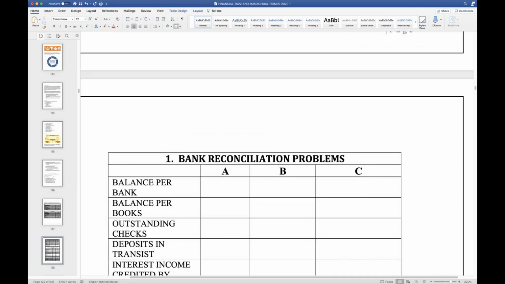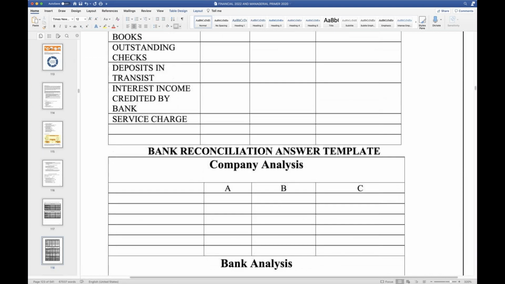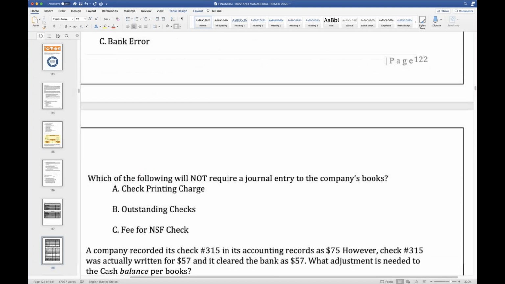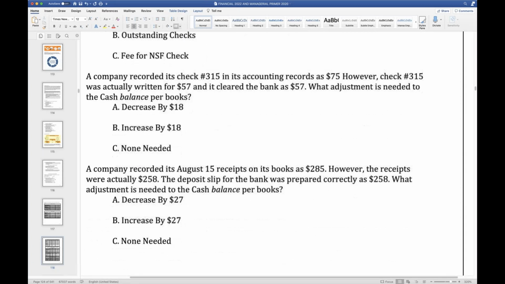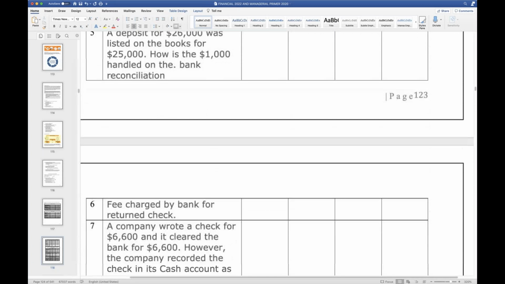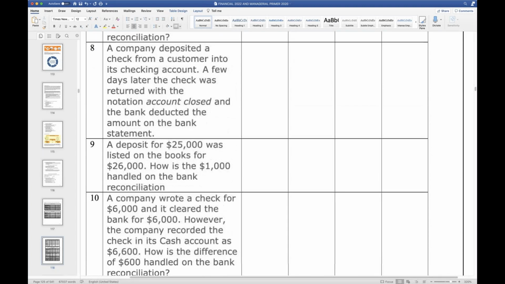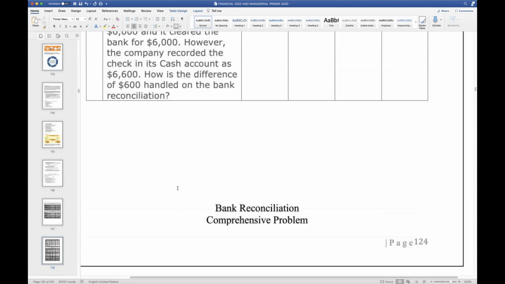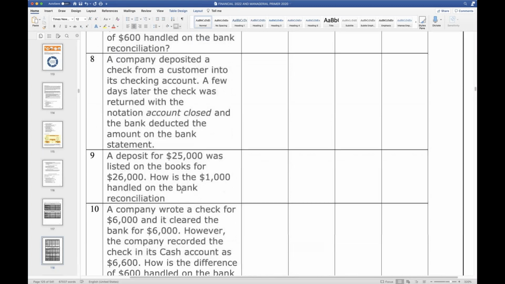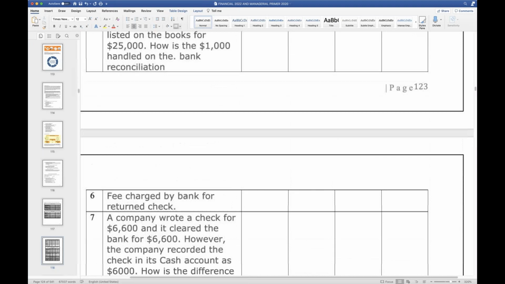Okay, let's look at our bank reconciliation homework. Let's do it on Tuesday. Each team will turn in the homework. One person per team will turn in the homework. So you need a team leader.